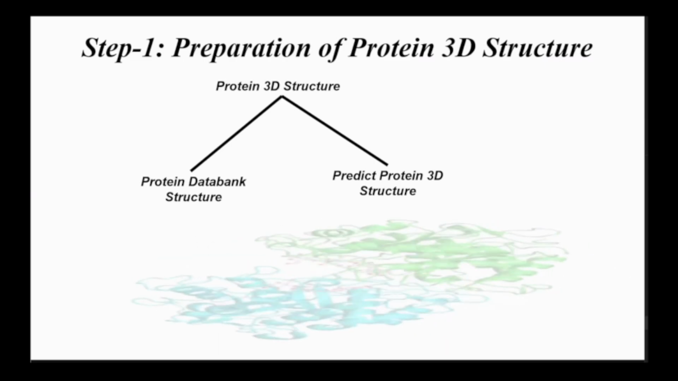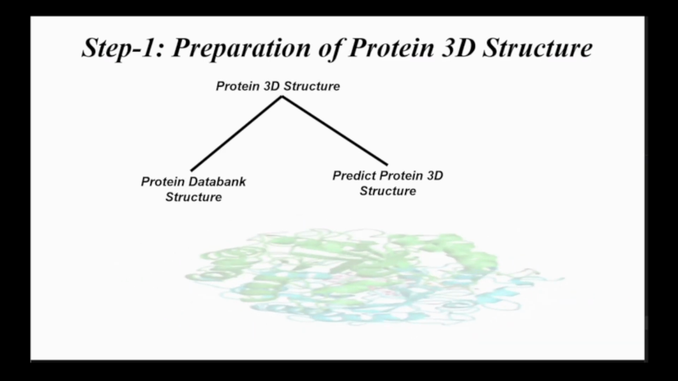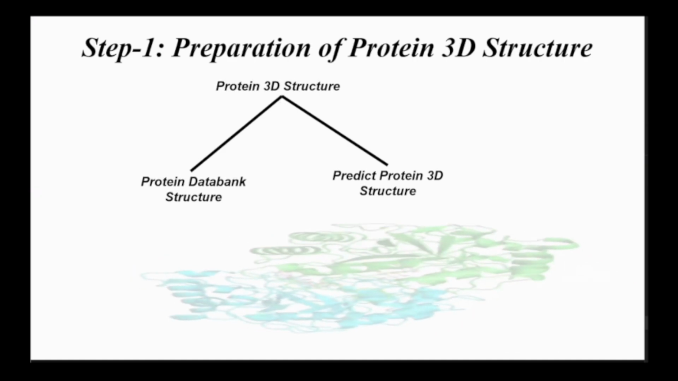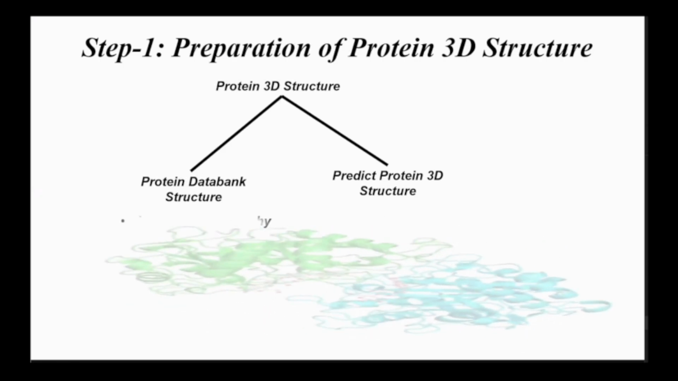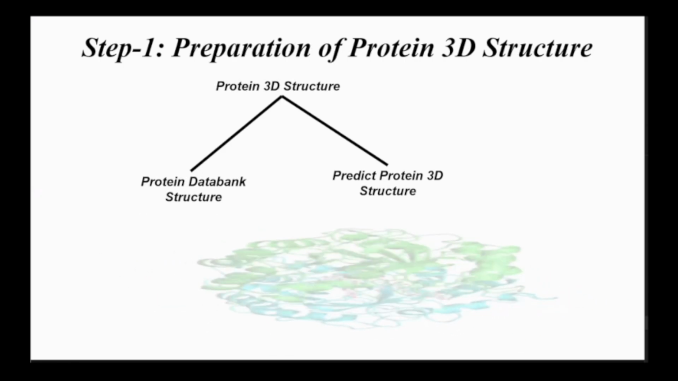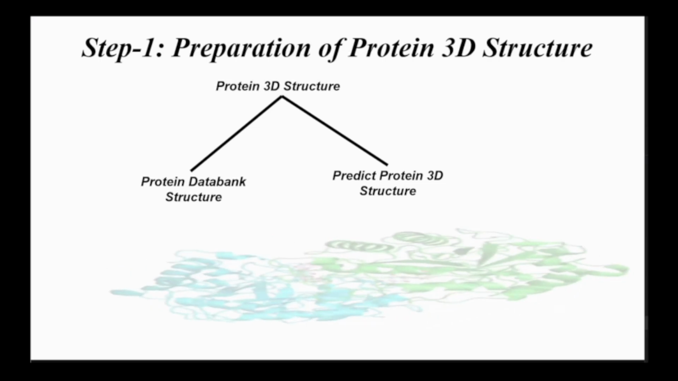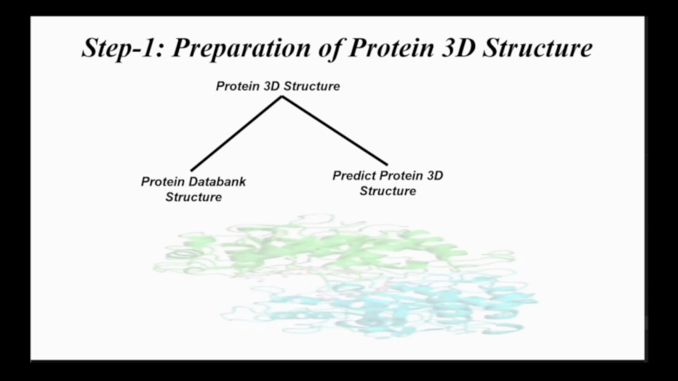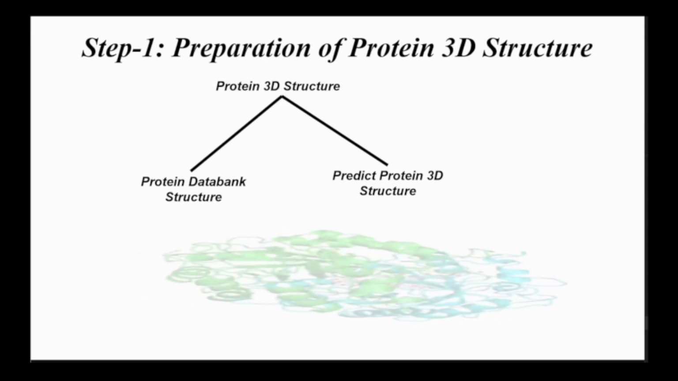So the very first step, if you talk about proteins, is to get the three-dimensional structure of the protein. The question is how you can get it. There are two ways through which you can get the three-dimensional structure of the protein. The first one is the Protein Data Bank. I hope most of you have a good idea about what the Protein Data Bank is. You can explore the Protein Data Bank and get the three-dimensional structure from there.